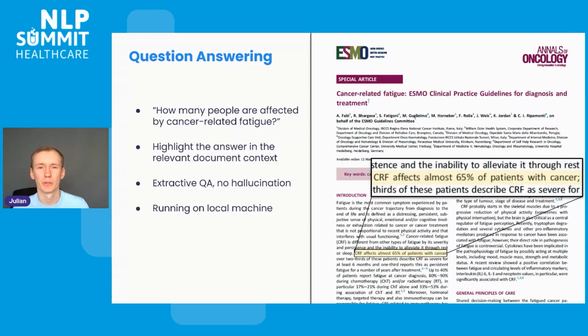So here's an example. We have this document and the question is, how many people are affected by cancer-related fatigue? And imagine we have found this document now through a question answering application. The next step is, what the application does for you, it will extract the answer to your question and highlight it in the given context. So we can read here the answer now, but we can also see what is the sentence before that in the text, or what is the sentence after that. So we can better understand the context of that answer.